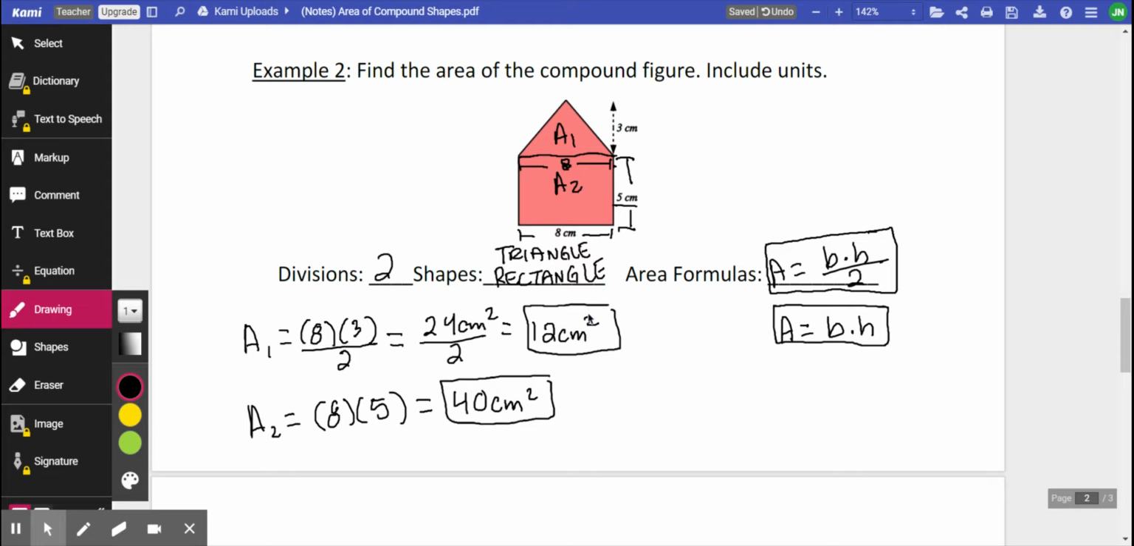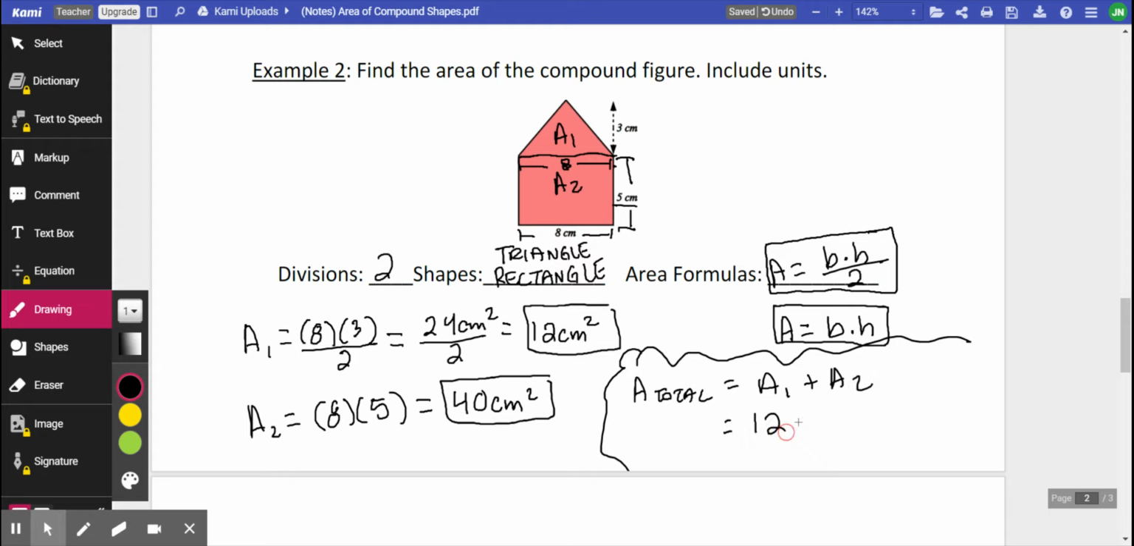No, it is not my final answer, because remember, I want to find the total area. The total area is area 1 plus area 2. So my final answer would be, I'm going to write it on the side somewhere, area total is equal to area 1 plus area 2, which is equal to 12, well, let me be specific, 12 centimeters squared plus 40 centimeters squared, and the final answer will be 52 centimeters squared. So my total area is 52 centimeters squared for that house-looking shape.